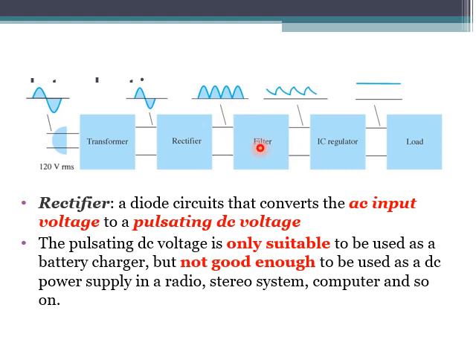See, in the next block you have a filter. So what is the purpose of the filter? The purpose of the filter is to completely eliminate the AC signal which is present in the pulsating DC. Pulsating DC means it contains both an AC as well as a DC component. So what will this filter do? This filter will completely remove the AC component. We'll see the filter block.